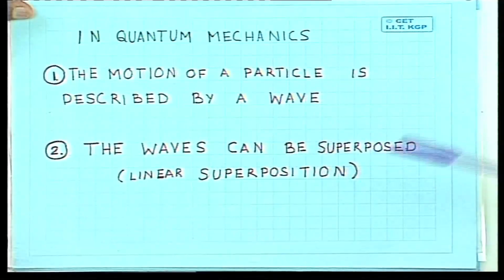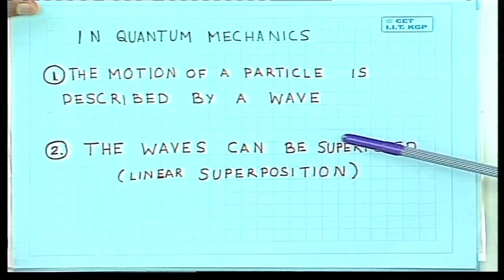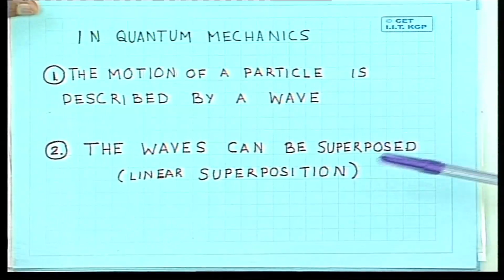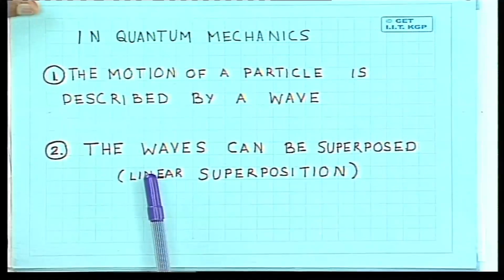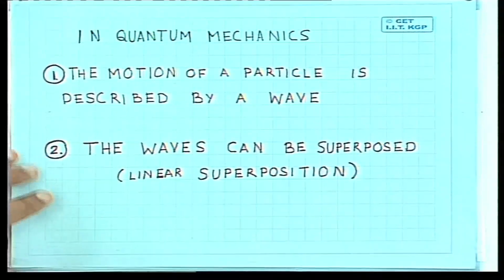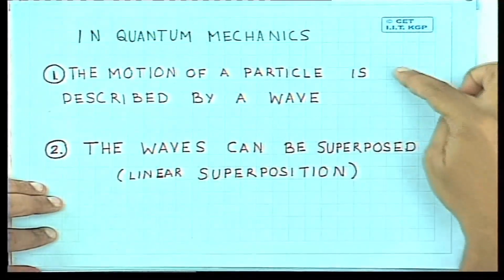The second new thing that we have learned is that the waves which describe these particles can be superposed, and this is what is called the principle of linear superposition. How did we arrive at these two new things?